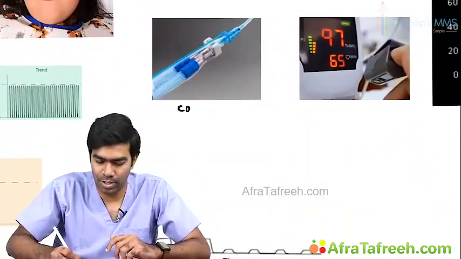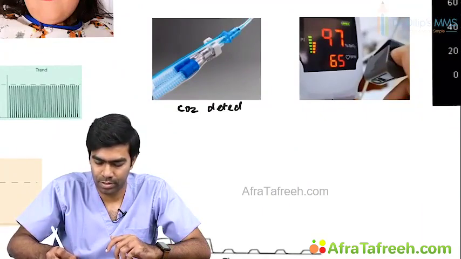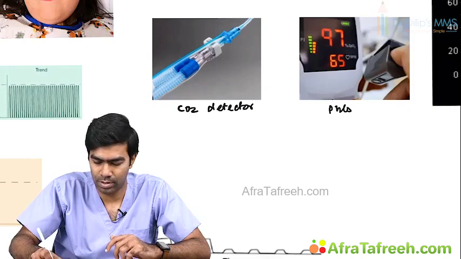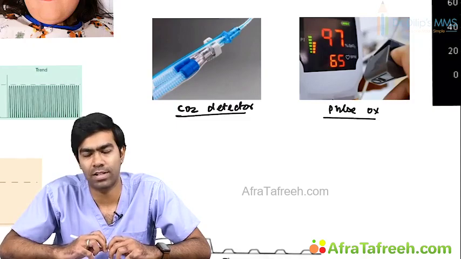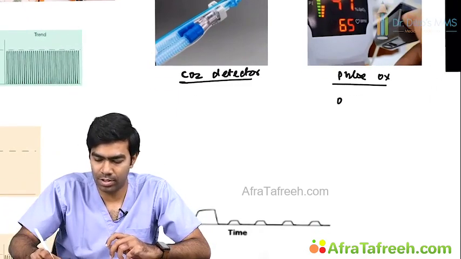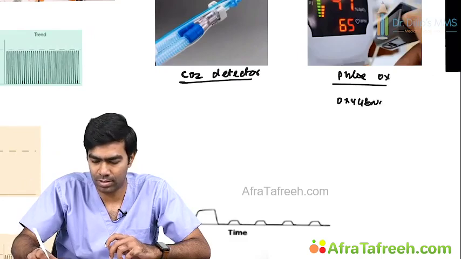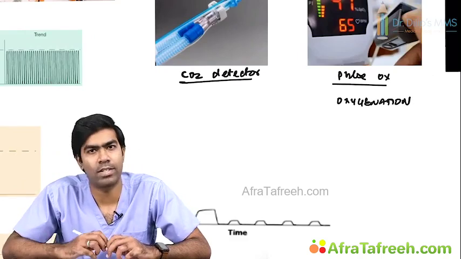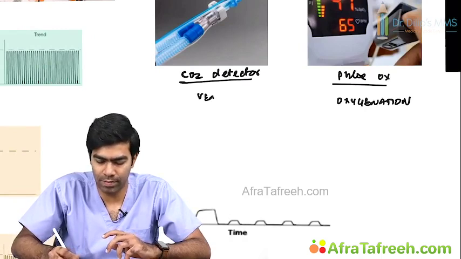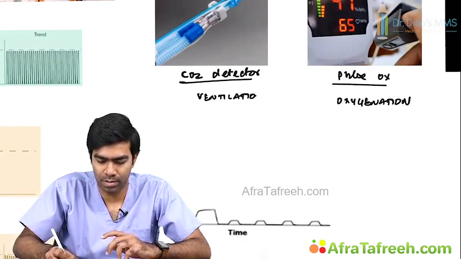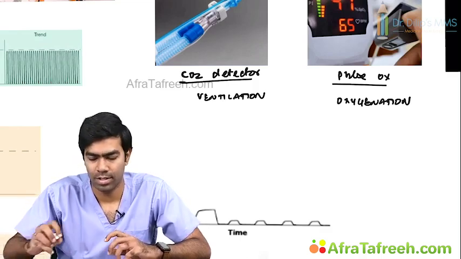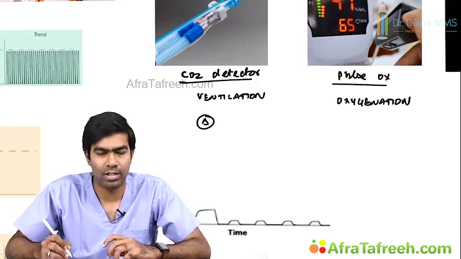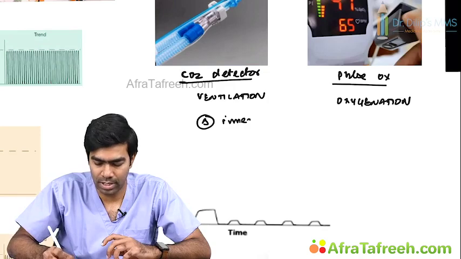And this is the CO2 detector, and this is the pulse oximeter. So is there any difference between a CO2 detector and the pulse oximeter? Answer is definitely yes. Remember, pulse oximeter detects the oxygenation, whereas the CO2 detector is going to depict the ventilation. The capnogram is designed for identifying ventilation, not the oxygenation. Remember, the changes are detected immediately in the capnogram. That's a very big advantage, immediately.